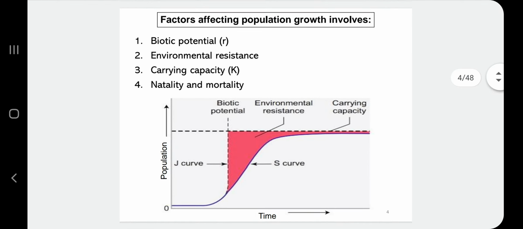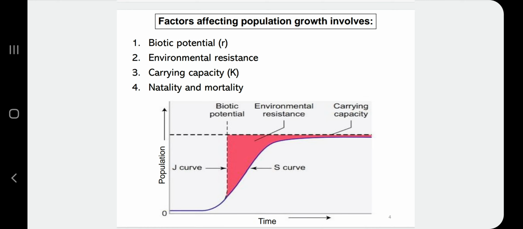So we can see from the graph. We have biotic potential, the vertical part. Then we have environmental resistance, which is the red color. And then we have carrying capacity, the horizontal line, with the symbol K. And the last one, natality and mortality, which doesn't show in the graph, but for each part of the graph there will be differences in natality and mortality. Maybe natality is equal to mortality at some point, but at another point natality may be greater than mortality, and vice versa.